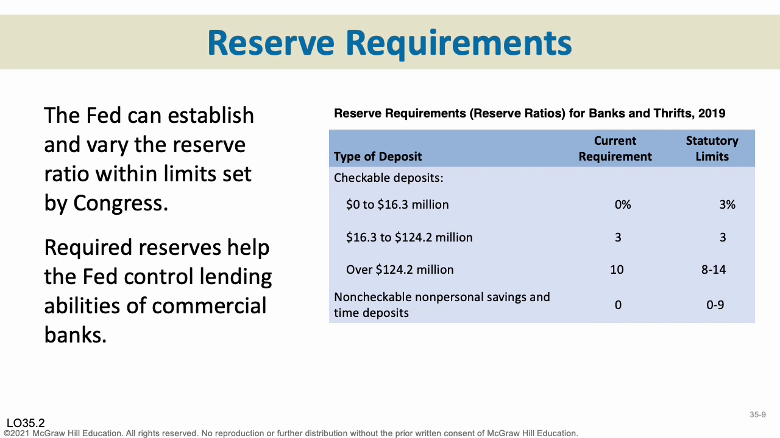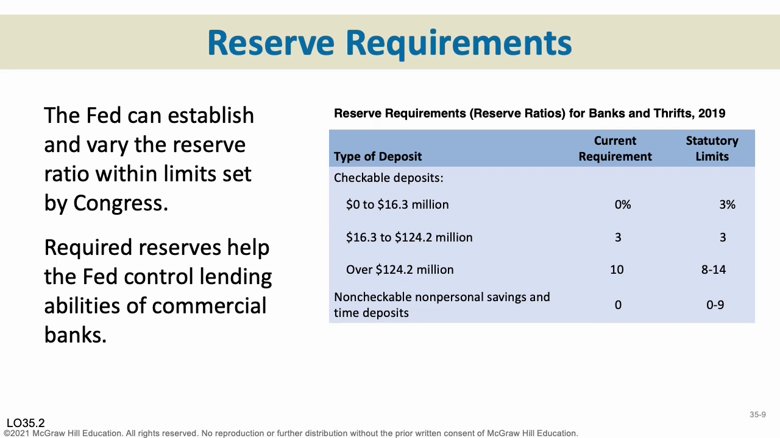As for checking accounts right now, banks are not required to keep any reserve for accounts between 0 to 16.3 million. However, the limit is up to 3%. For accounts 16.3 to 124.2 million, banks have to keep 3%. The limit is 3%. And for deposits over 124.2 million, they currently have to keep 10%, and the limits are between 8 and 14. So the Fed can move within those limits. To actually change the limits itself would require an act of Congress.